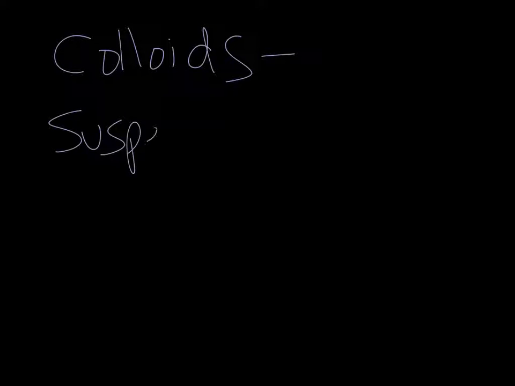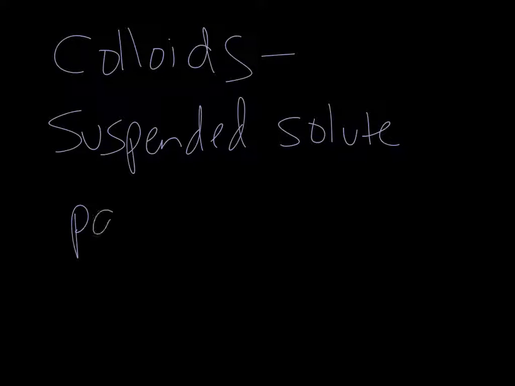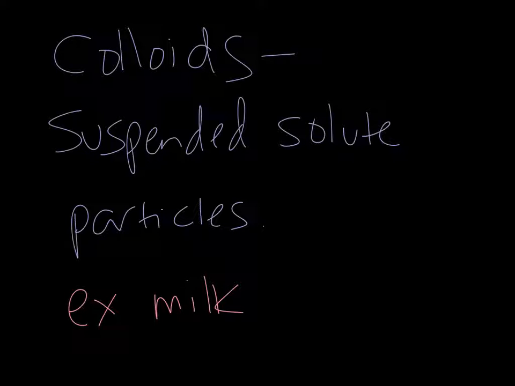A unique category of solutions are colloids. And colloidal solutions basically have suspended solute particles. So they tend to be a little bit bigger than a typical solute particle, and so they're suspended in solution, but they're not quite precipitating out of solution. So milk is an example of a colloid. So if we look at milk, it looks relatively uniform. You can't see through it, and that's a colloid. So you have fats and other compounds that are suspended in that aqueous solution that is milk.